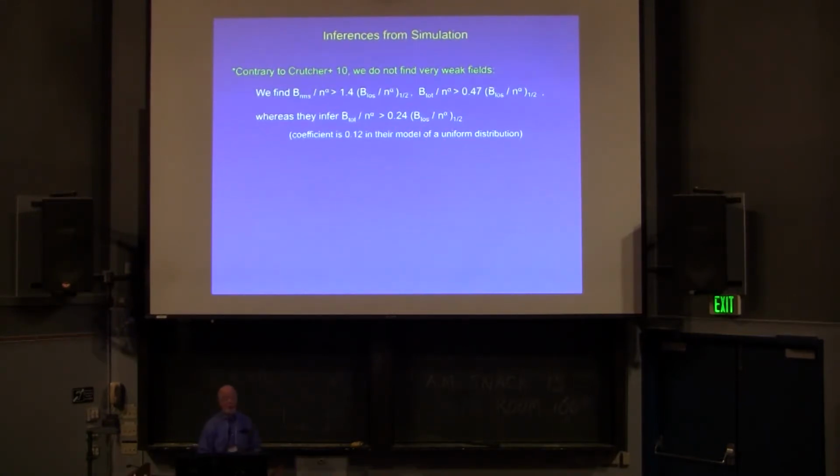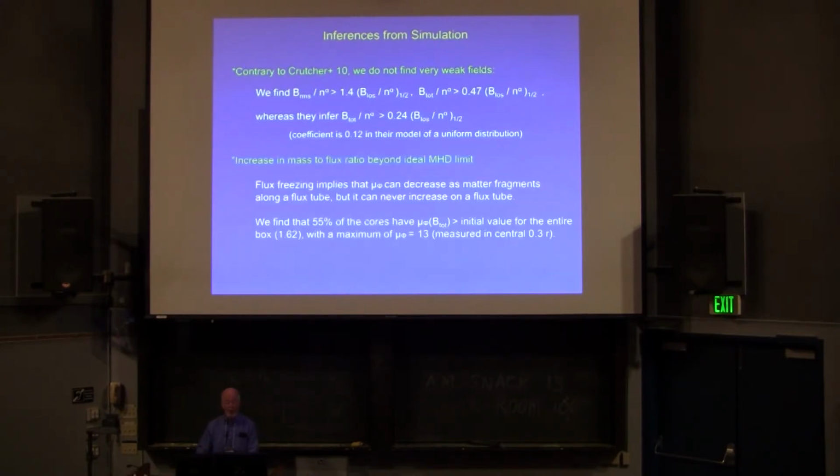Another way to do it is to say, well, they have this square distribution, and then you can go ahead and, using that square distribution, get it. If you do that, you get the coefficient of 0.12, which is even smaller. So there is an uncertainty, but it's definitely smaller than what we find.